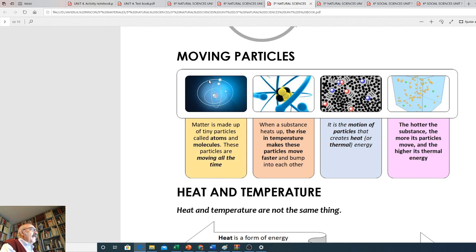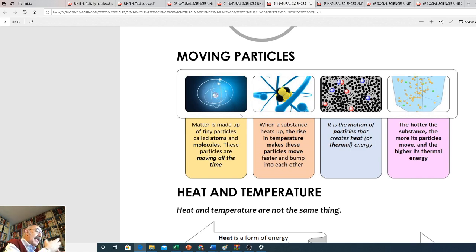And you have there 4 different paragraphs. In the first one, you have there matter is made up of tiny particles called atoms. You know that, and molecules. And these particles are moving all the time, so they have energy. Some kind of energy. When a substance heats up, the rise in temperature makes these particles move faster and bump into each other. And then it is the motion of particles that creates heat. That is the same as thermal energy.